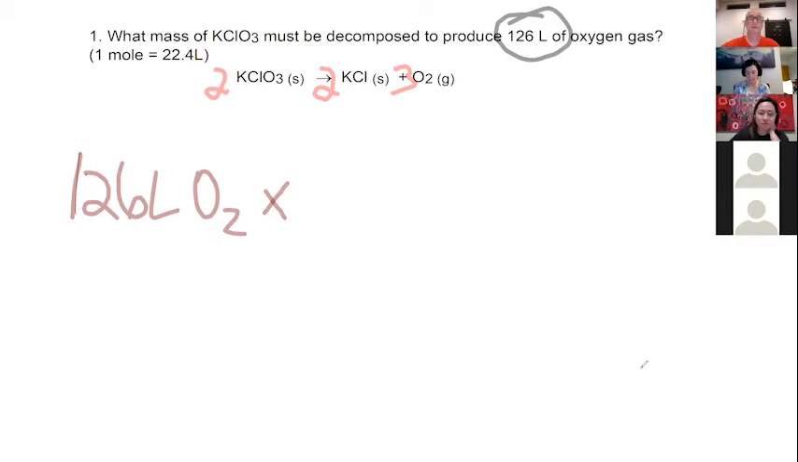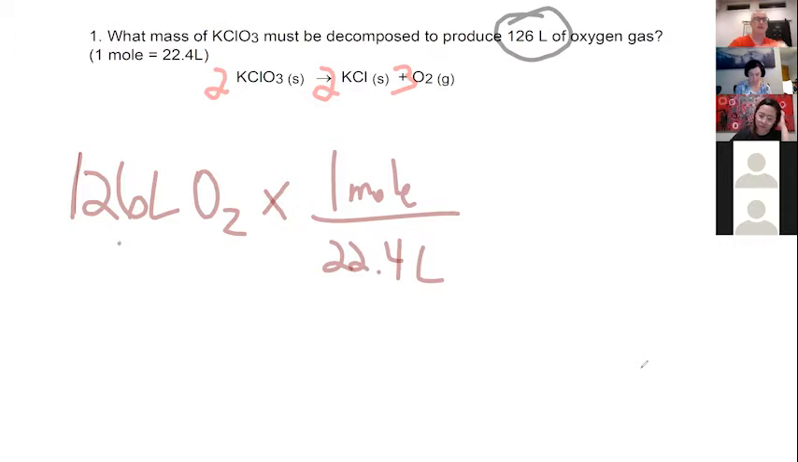So you would multiply by 1 over 22.4. Well, 1 mole is equal to 22.4 liters. Right, so I put 1 mole over 22.4 liters. That gets rid of my liters, and I'm left with moles of O2. So now that I've got moles of O2, what do I do next?